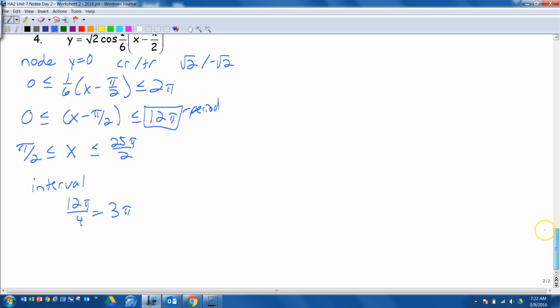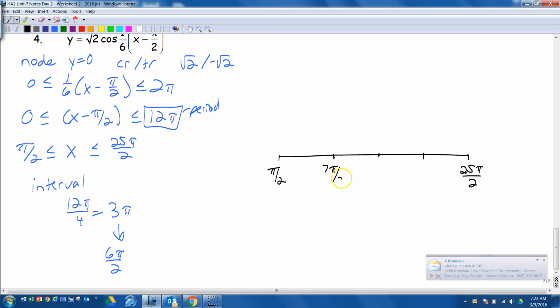Now, because I'm looking at the start and end points and I notice that they're in halves, I'm going to turn 3 pi into 6 pi over 2. It's the same thing, right? It's just the fraction with a denominator of 2 on the bottom. So I'm starting at pi over 2. I'm ending at 25 pi over 2. I have a middle, then a middle, middle. My interval is 6 pi over 2, so 1 pi over 2 plus 6 is 7 pi over 2. Okay. 13 pi over 2, 19 pi over 2, and 25 pi over 2.